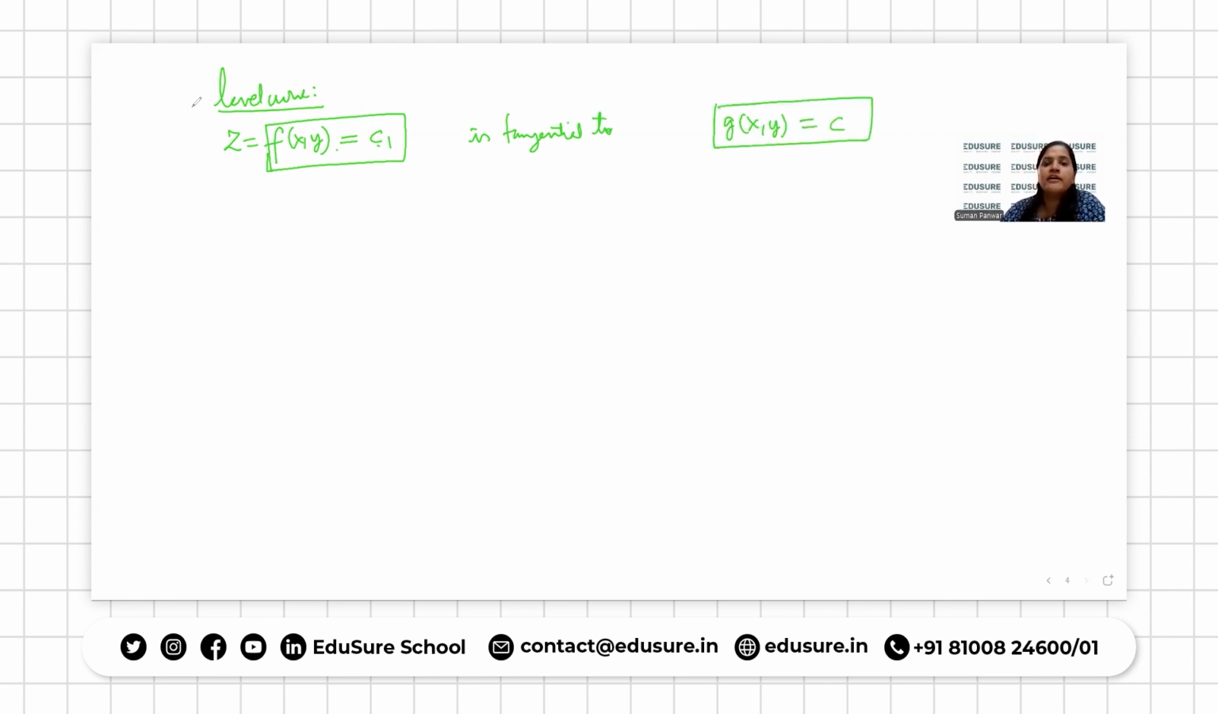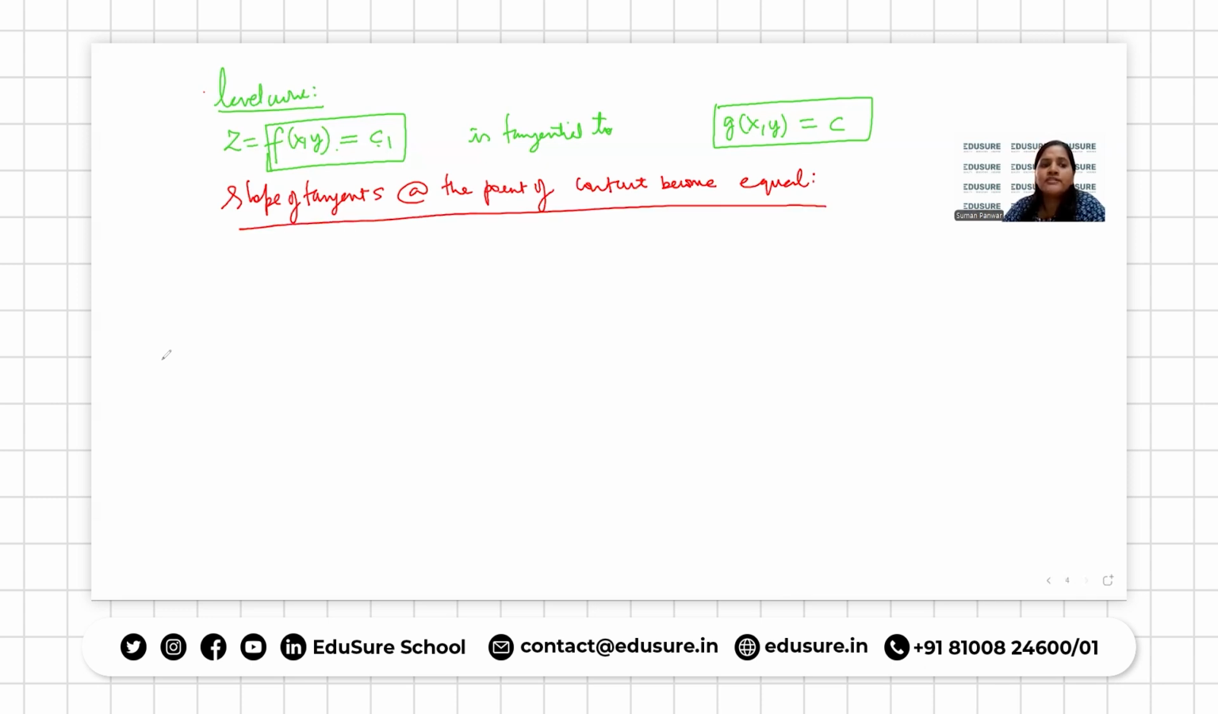So whenever two curves are tangential to each other, basically the slopes of the tangents at the point of contact become equal. Okay. So now what does it mean? It means f dash of x,y, d by dx, should be equal to g dash of x,y at the point of contact. So basically we are talking about dy by dx, and we have functions of two variables over here.